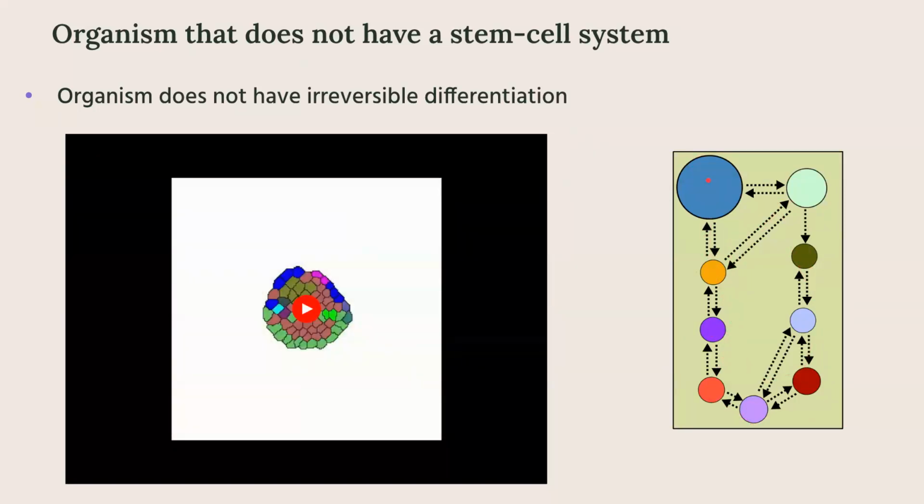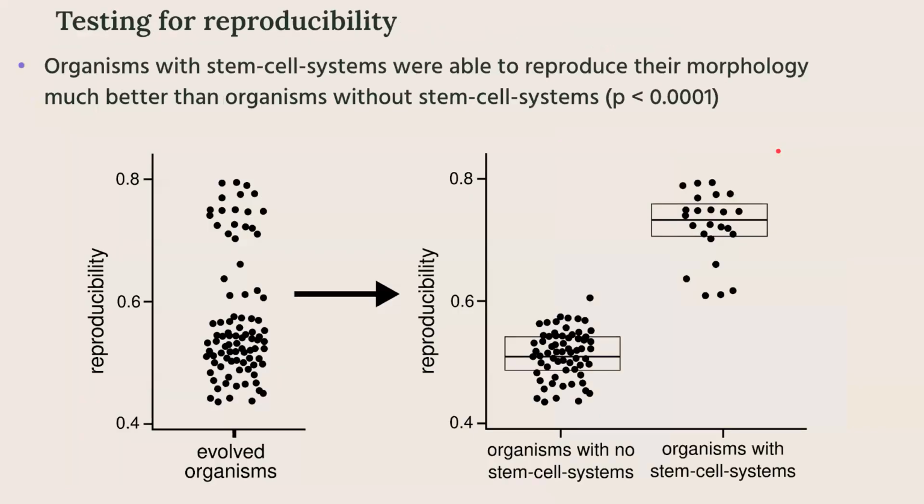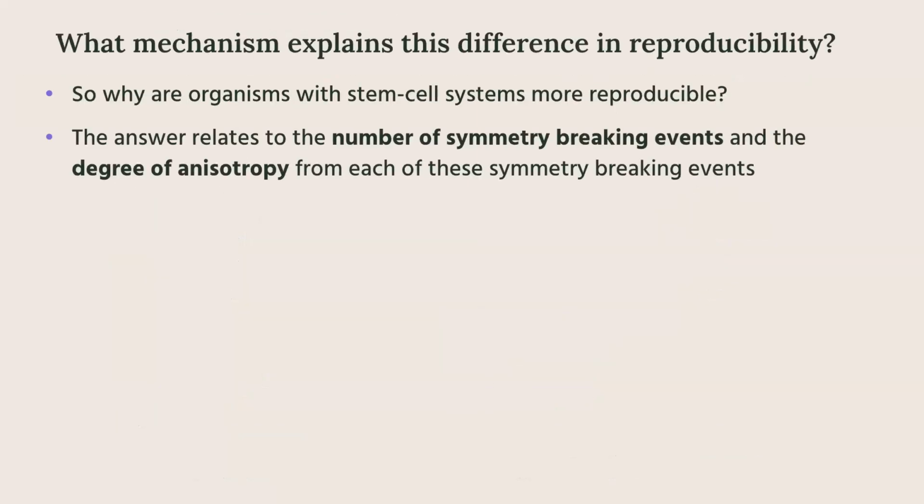So there's a pathway between all cell states. So there's clearly no irreversible differentiation, and it does not have a stem cell system. So if I take those reproducibility scores and separate them by the presence of stem cell systems, what I find is a clear distinction between the reproducibility scores of organisms that do have stem cell systems on the right from organisms that don't on the left. So organisms with stem cell systems are clearly more reproducible, and that's where the distribution seems to be coming from.